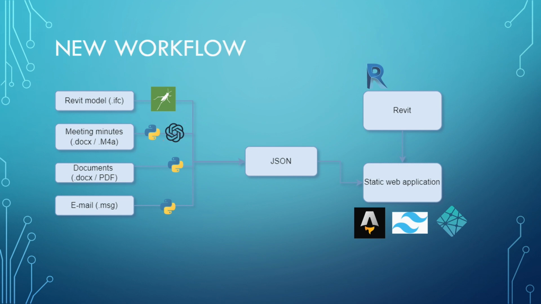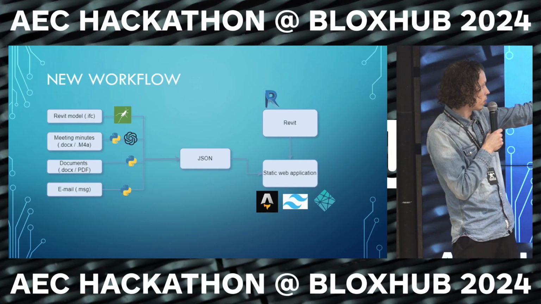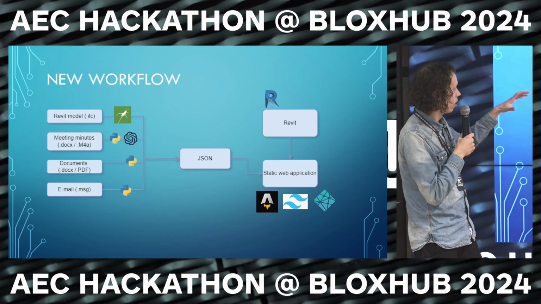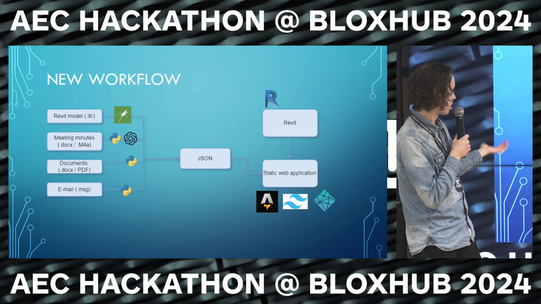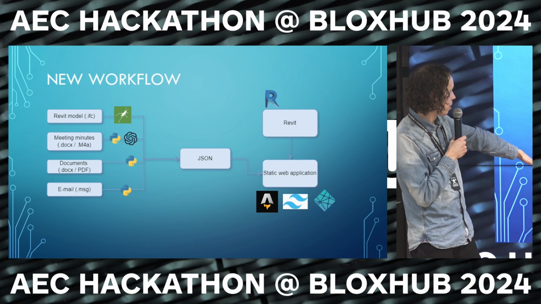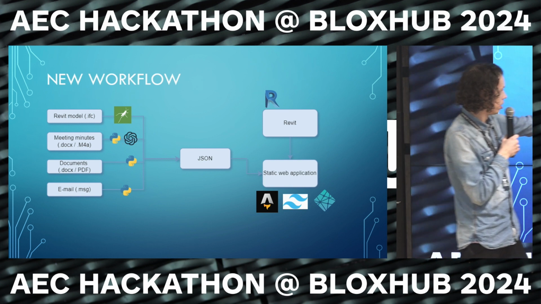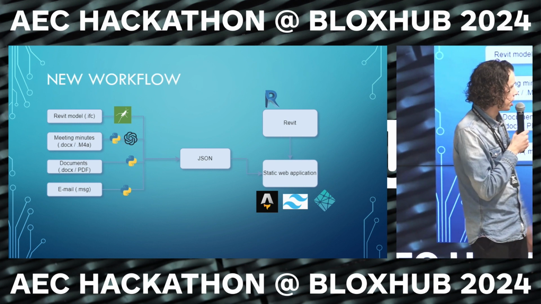And that looks like this. Over here we have all the different sources of information. We have our Revit model, where we extract the information using Grasshopper. We have meeting minutes, where we've used Whisper as a speech-to-text tool to get it to text. We have the PDFs, emails, and all of that is then stored in a JSON file format.